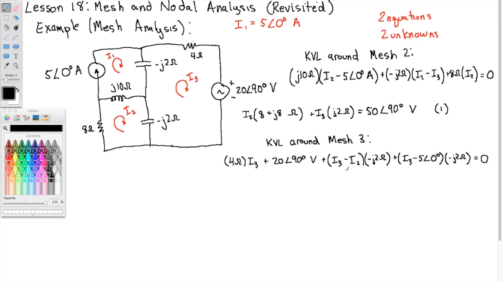Alright, so let me combine like terms. Let's look at the I2s. I2 times, so the real part, do I have a real part of I2? No. So all I have is this I2 minus times minus j2 makes positive j2 ohms, plus I3 times, now the real part of I3, I've got 4 ohms here. And the imaginary part of I3, I have a minus j2 ohms and another minus j2 ohms, so that makes minus j4 ohms.